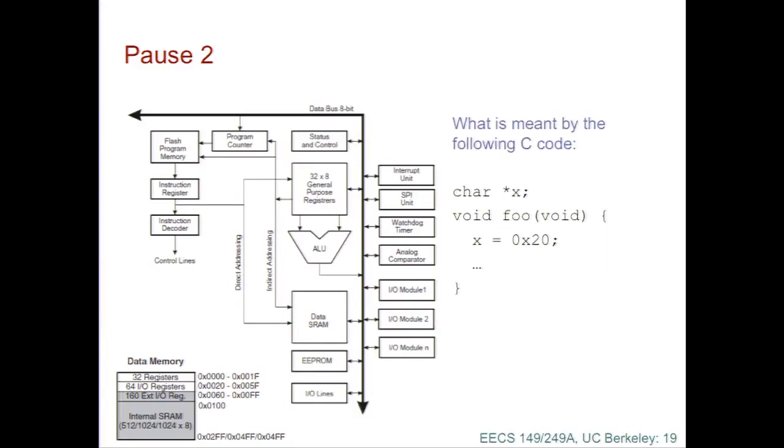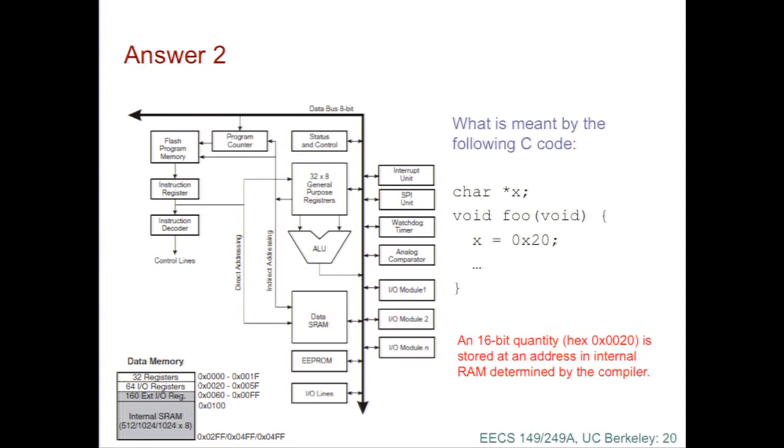Right. Yeah, so here the difference is that X is a pointer, okay, which means how much memory is going to get allocated by the compiler? 16 bits, 2 bytes, right? Because it's a 16-bit address space. So the compiler is going to allocate 2 bytes at a location of its choice to the variable X, and then it's going to load it with what? 0020, right? So in C, by implication, this gets 0 filled, okay? And that's what's going to get loaded into that address. So a 16-bit quantity, 0x0020, is stored at an address in internal RAM determined by the compiler. Okay?